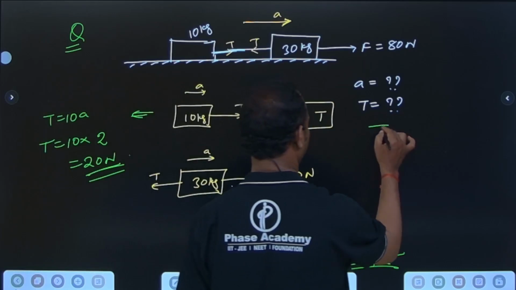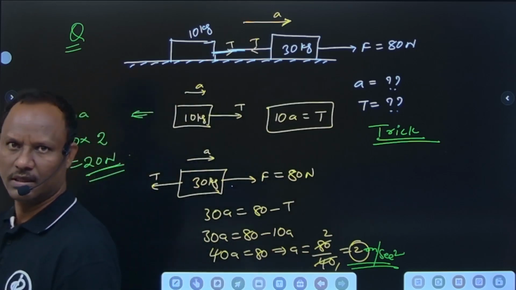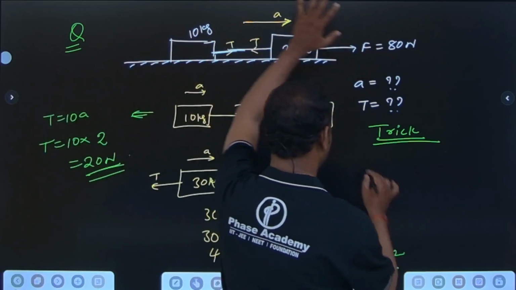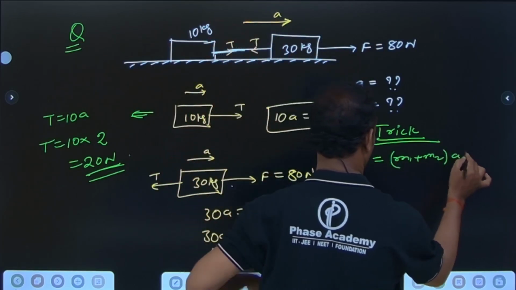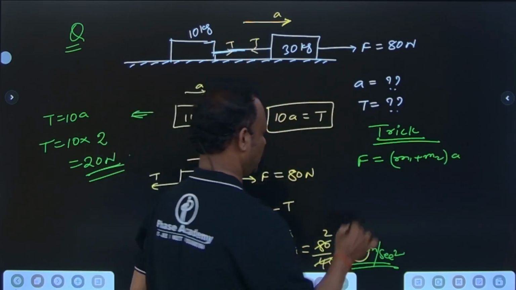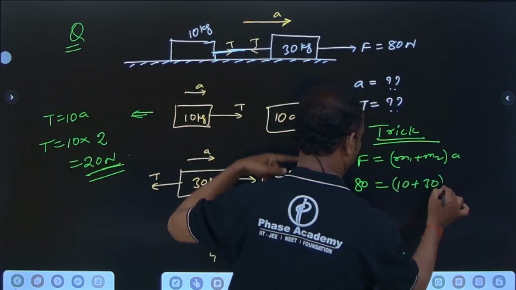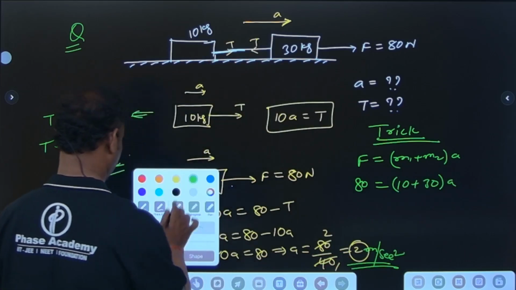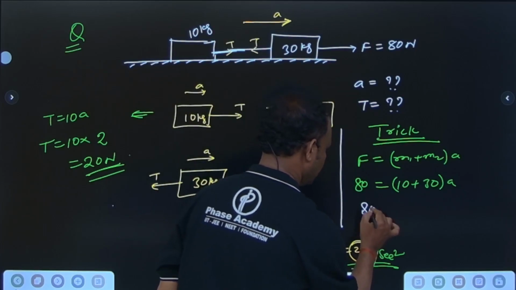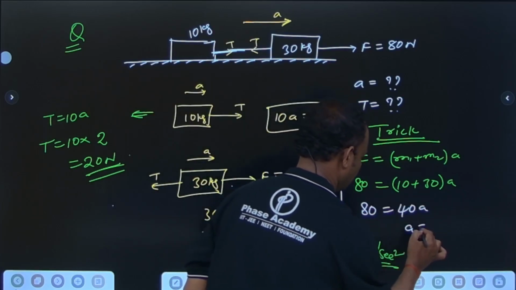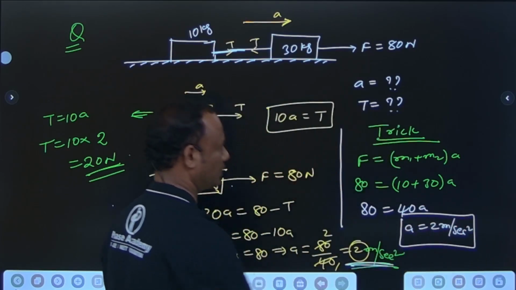What trick do we need to follow for problem solving? The total force F is equal to ma. ma means M1 plus M2 times a. What is F? 80. M1 is 10 plus 30 times a. I'm changing the color for difference. This 80 is equal to 40a, then a is equal to 2 meter per second square, isn't it? Yes, sir, whatever we got.